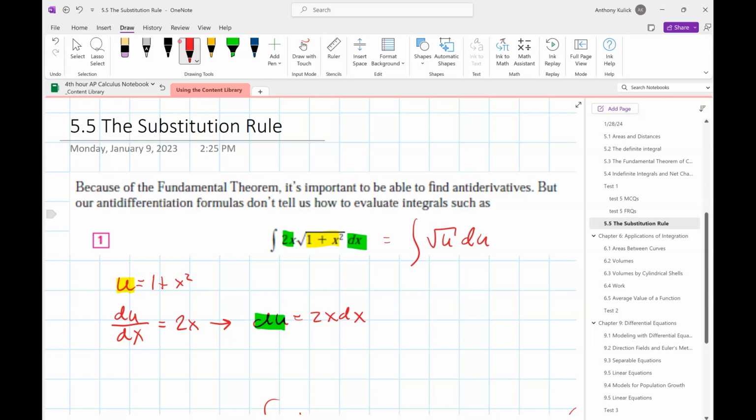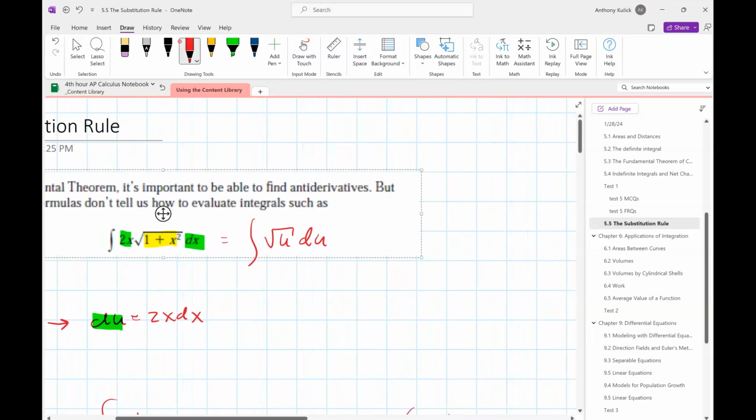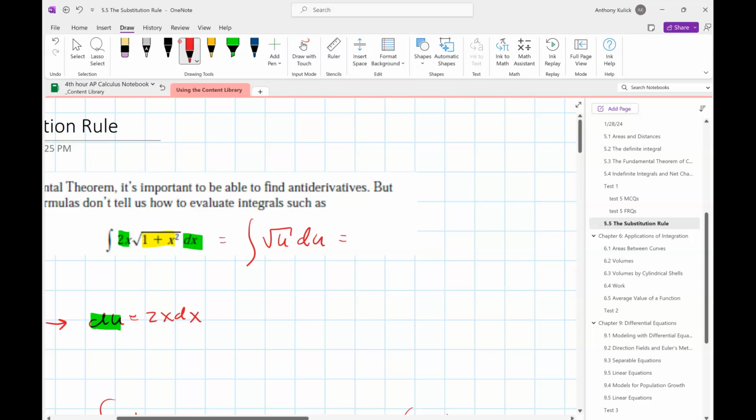Oh, I get it. So I've substituted 1 plus x squared for u and 2x dx for du. And now, can we integrate the square root of u? Yes. I'm just going to think about that as u to the 1/2. What's the antiderivative of u to the 1/2? U to the 3 over 2, over 3 over 2, plus c.